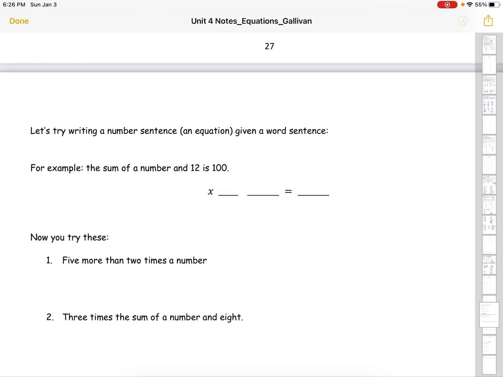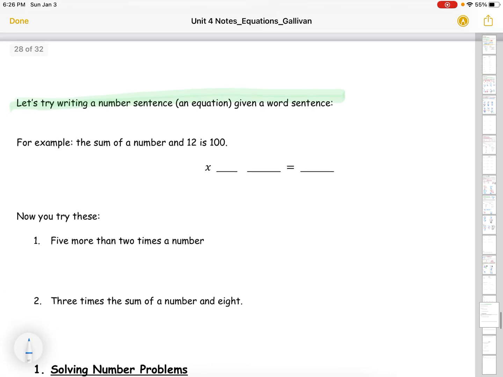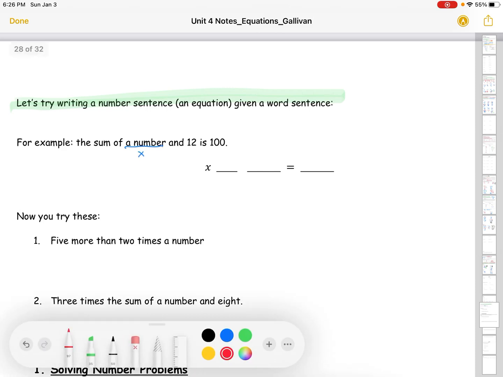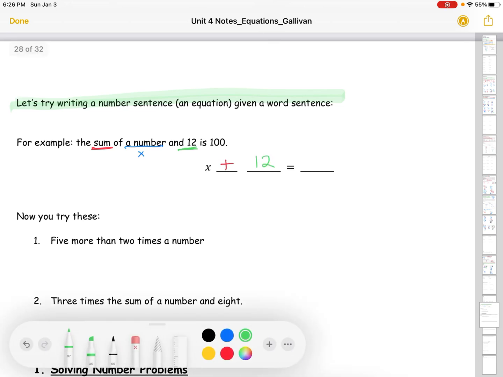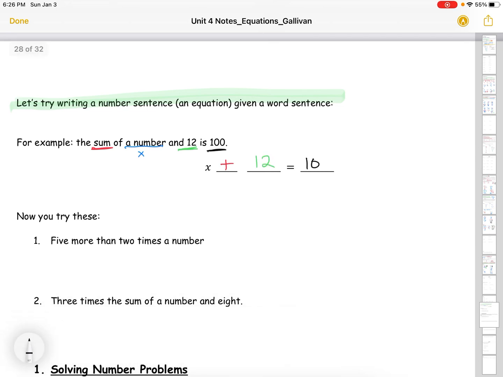Okay? Let's try writing a number sentence or an equation. Now this really will be an equation, not just an expression. The ones we just wrote were all expressions given a word sentence. So, for example, the sum of a number and 12 is 100. We have a number, which is x. We're going to use a sum, which would be plus. We're going to add it to 12, and our solution will be 100. So x plus 12 equals 100.